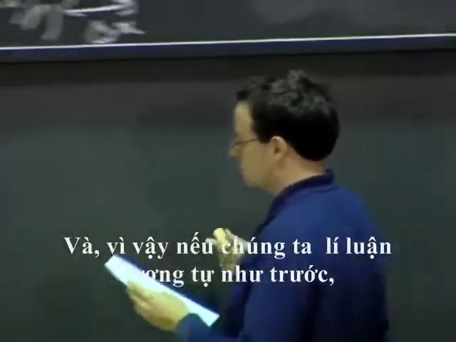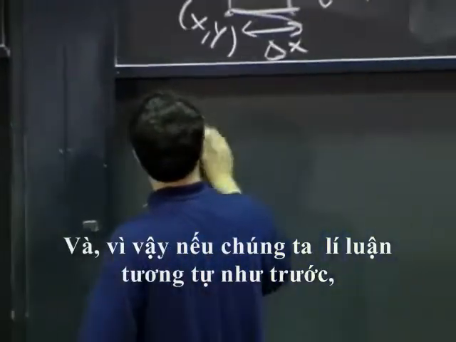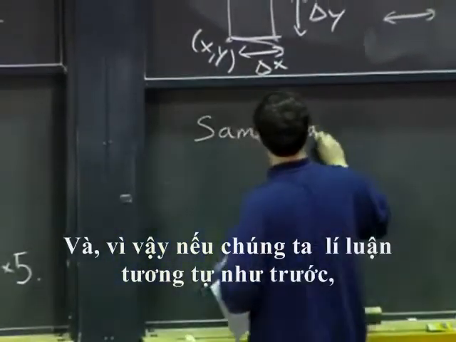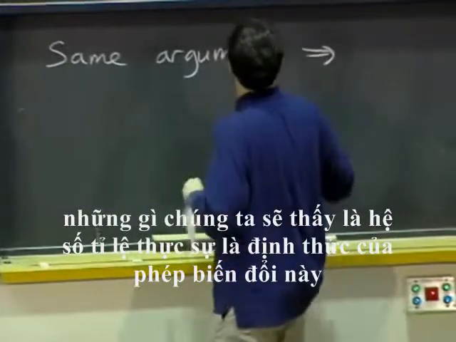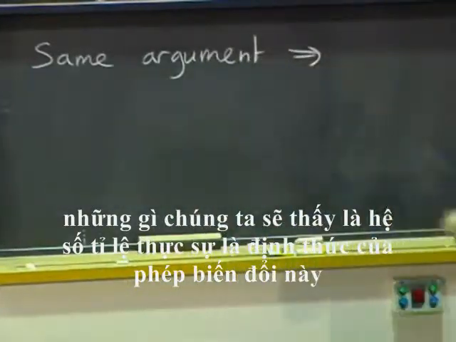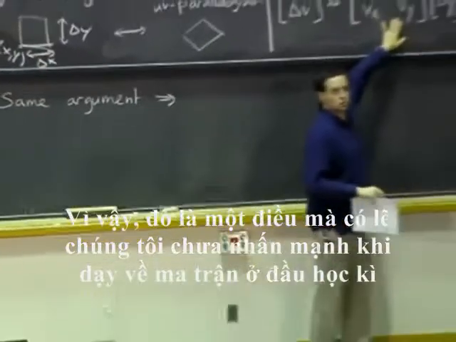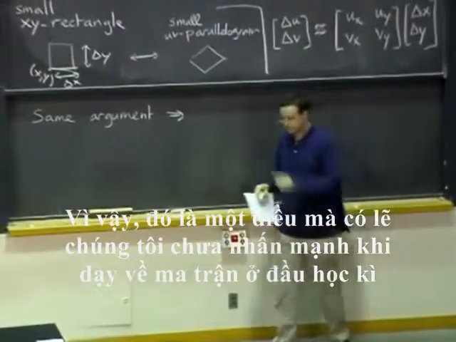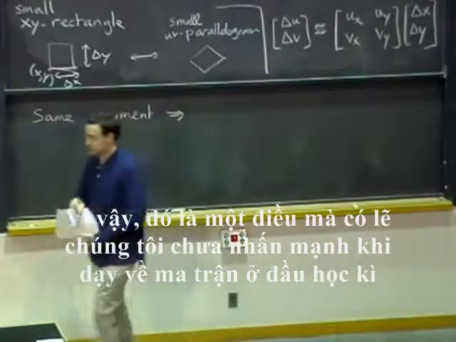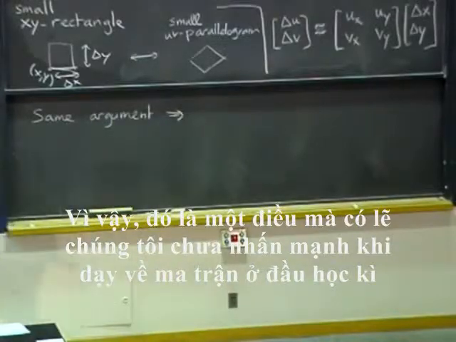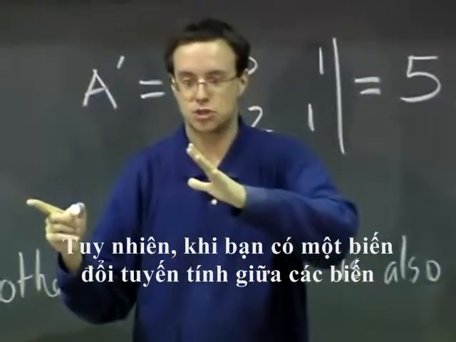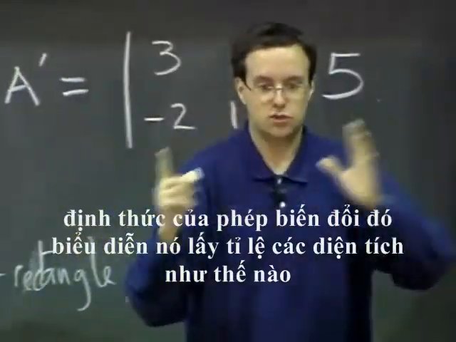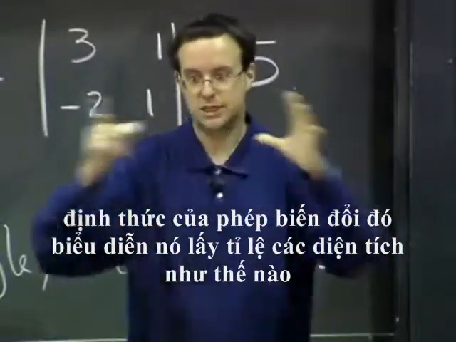And so if we do the same argument as before, what we'll see is that the scaling factor is actually the determinant of this transformation. So that's one thing that maybe we didn't emphasize enough when we did matrices at the beginning of the semester. But when you have a linear transformation between variables, the determinant of that transformation represents how it scales areas.